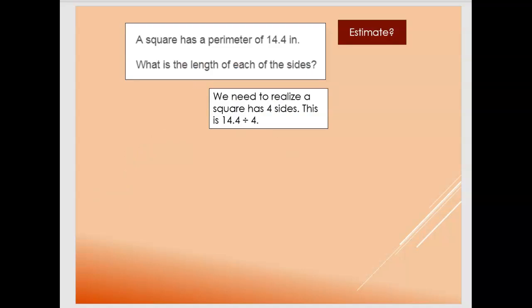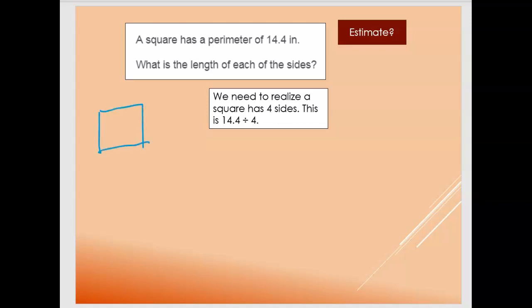Okay, let's look at this one. A square has a perimeter of 14 4/10 inches. What's the length of each of the sides? We need to realize a couple things here when they throw a question at us like this. We got to realize a square has 4 sides, right? And we need to realize that a perimeter is the measurement of the length around the square.